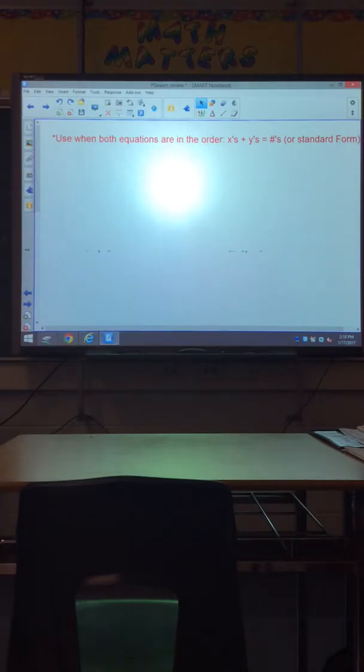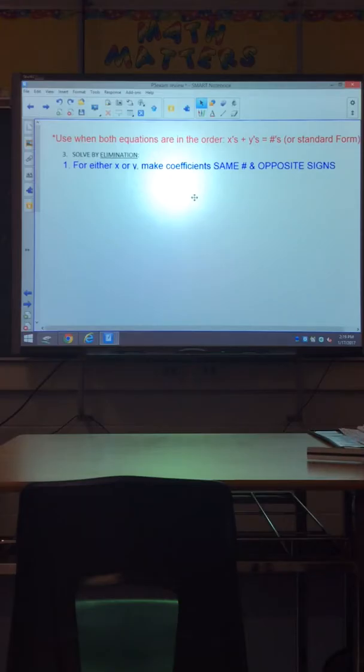Who remembers how we eliminated an x or a y in this method? What made them cancel? Jean? Most of the time we added them. When we added them and they canceled out, it was because the numbers were the same, like 2 and 2, but one was positive, one was negative. So 2x plus negative 2x cancels out and gives us 0. So when we use the method of elimination, what we do is we add together x's or y's that have the same number but opposite signs. So the coefficients, or their numbers in front of them, have the same number but opposite signs. For example, 2x and negative 2x.